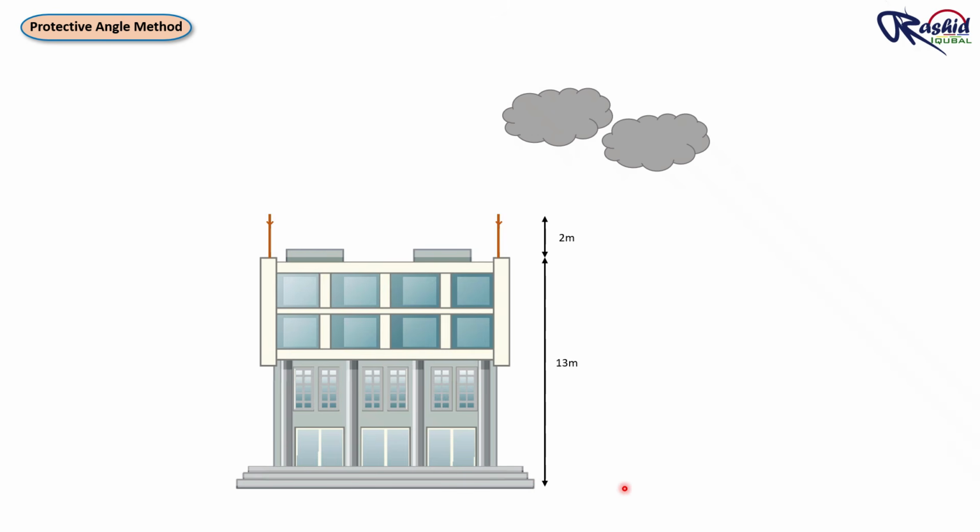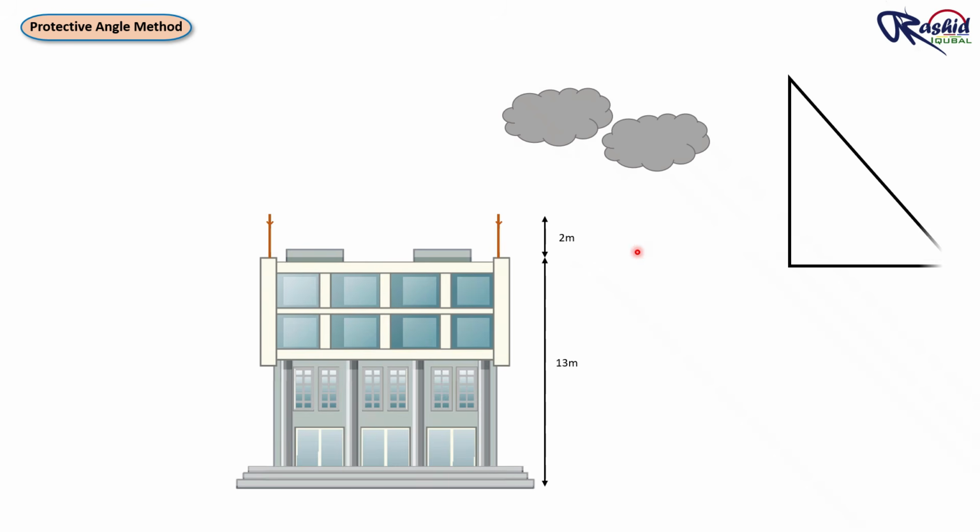If we are calculating protection for the ground level around the building, then we consider total height, that is building plus rod height. Why? Because lightning always strikes the highest point. So for ground protection, lightning sees both the building height and the rod. If the rod is installed on the roof and we are calculating protection for the roof itself, then we consider only rod height. I'll explain that later.